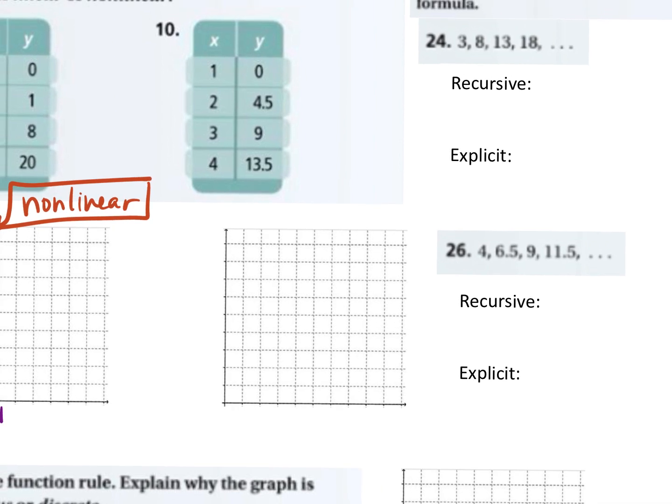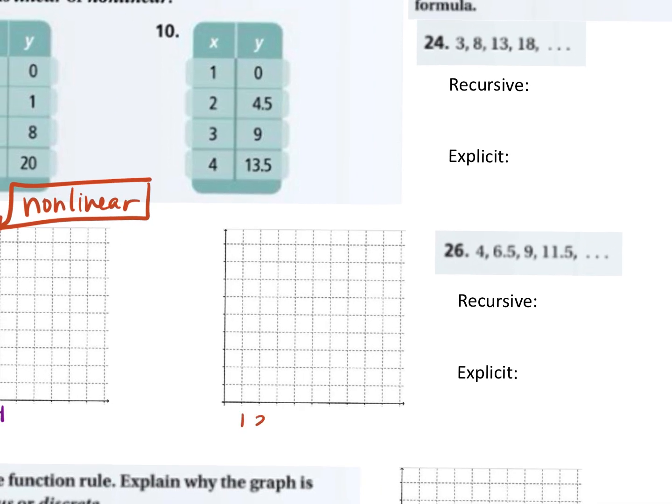Number 10, if you look here, again, I would count by ones on the bottom. And then vertically, I'd probably count by twos. You can count by 1.5 otherwise, but that's kind of a weird number to count by. So we'll go by twos again. So that's plenty high because we only have to get up to 13.5.